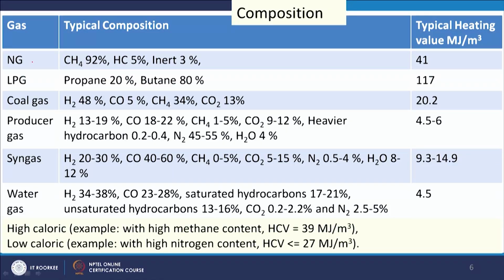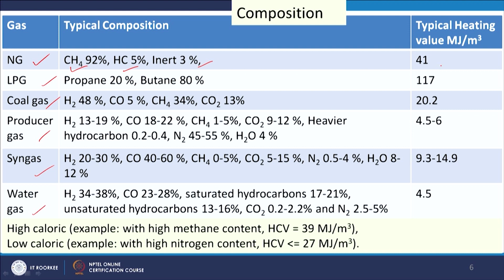Now, here we see the typical composition of different types of gas: natural gas, LPG, coal gas, producer gas, syngas, water gas. If we see these gases, the composition is different. For natural gas, we have CH4 92%, higher hydrocarbons 5% and inerts 3%.